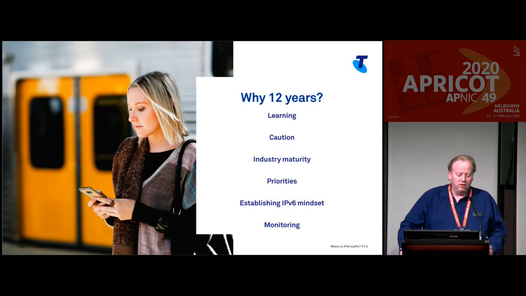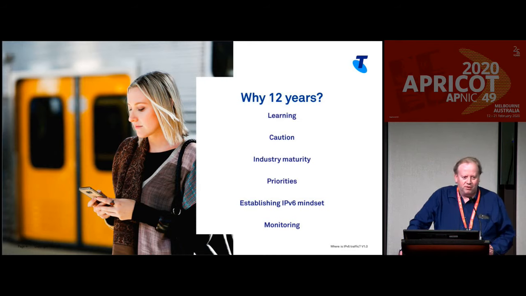So, the obvious question is, why did it take 12 years to do this? There are a lot of reasons. First of all, in 2008, IPv6 was about 12 years old as a protocol, still relatively young at that stage, and certainly, given all the discussions around here, you'll appreciate that it was very much an early learning stage for the company. And of course, we had to be cautious. It's all very well to say we're preparing ourselves for the exhaustion of IPv4, but if we destroyed the services for all our customers, no one would thank us for it.